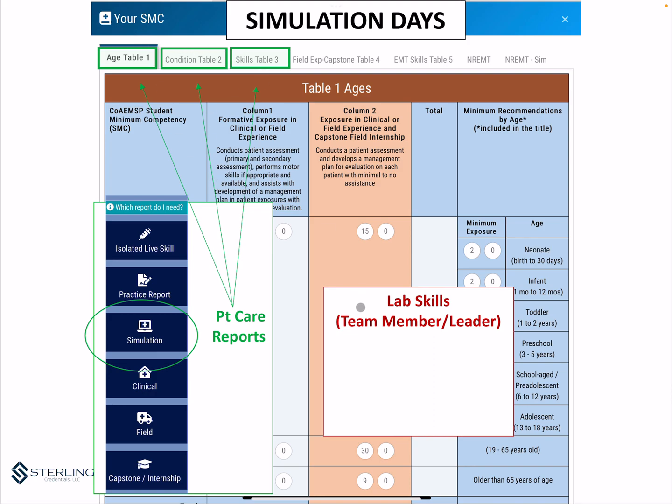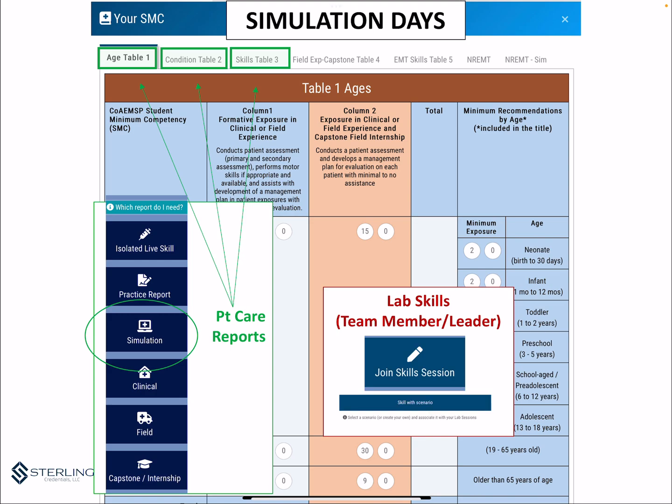And then in addition, there's going to be a skills session, a skills lab set up in Sterling to have the team member and team leader skill sheets. So each team member should get an evaluation from one of their classmates, and then the faculty should evaluate the team leader. We have got to use in scenario because the National Registry Sim requirement is divided up by age group. And so now we're going to drill down on each of these individually.